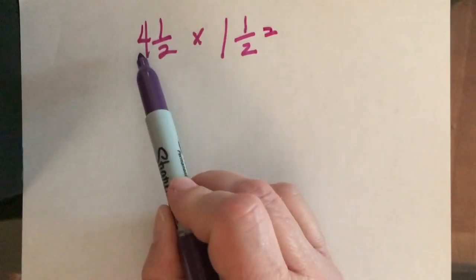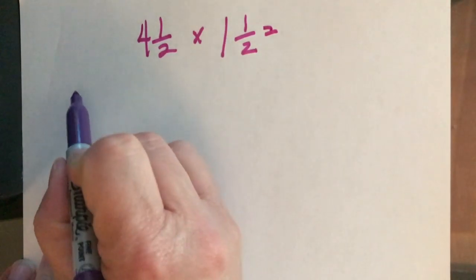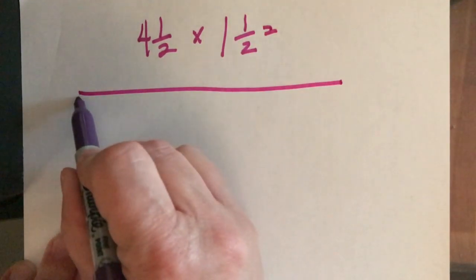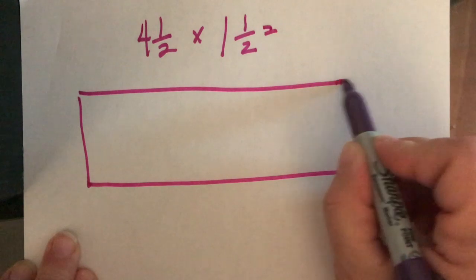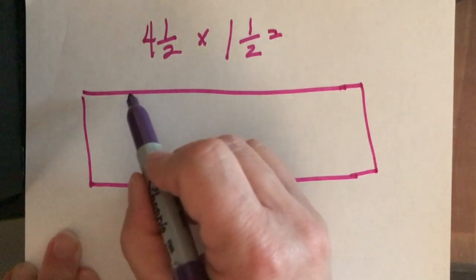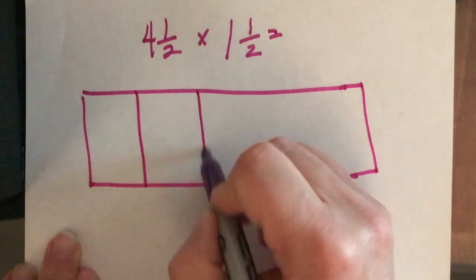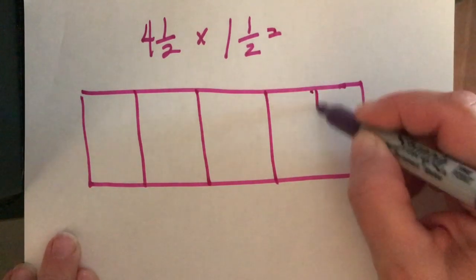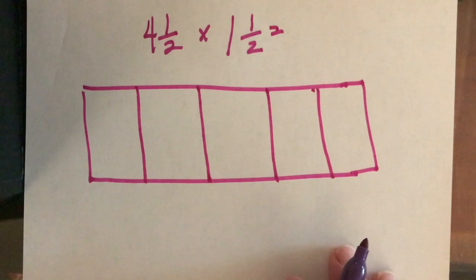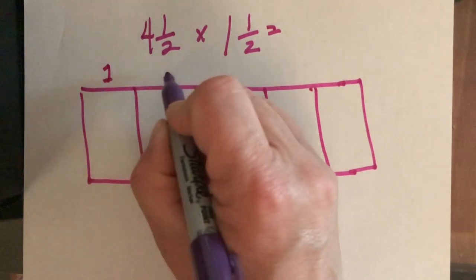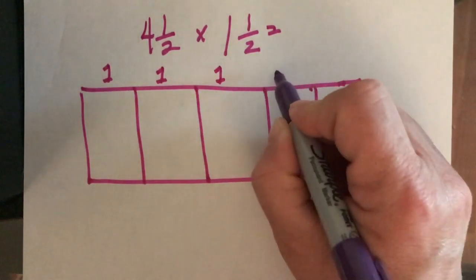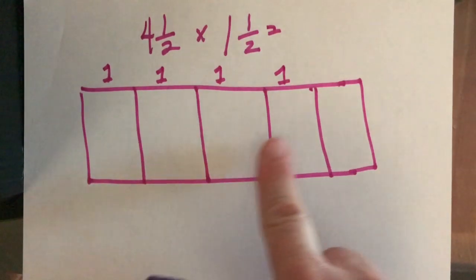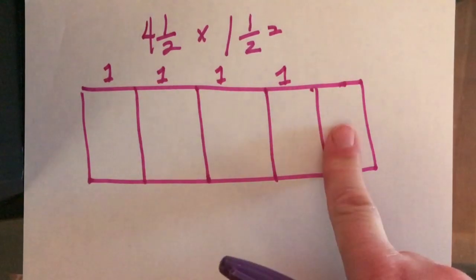So 4.5 is greater than 4 but less than 5. So in my model, I am actually going to start with 5 sections. So that's 2, 3, 4, 5. Pretend that they're equal. So this is 1, 2, 3, 4. These are all wholes.